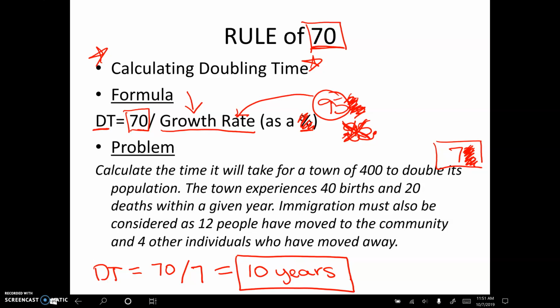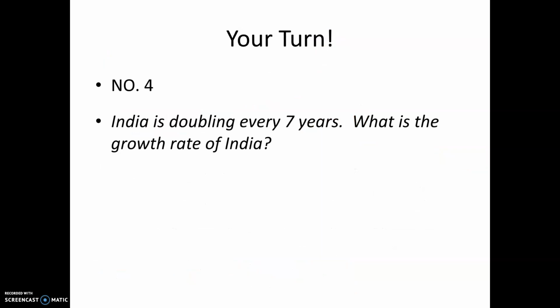We're starting out at the rule of 70, and our answer at the very end was 10 years. So now it's your turn. This is question number 4. You need to figure it out and show me your work exactly how we did it just before. All right, let's keep going.